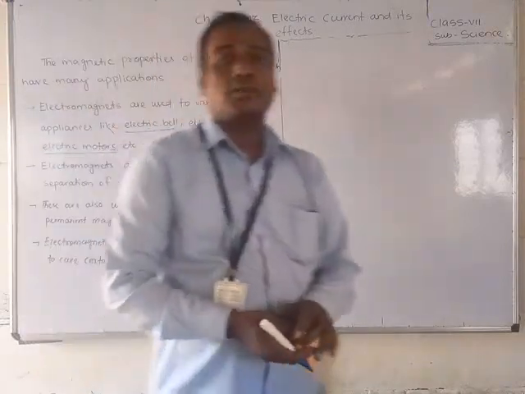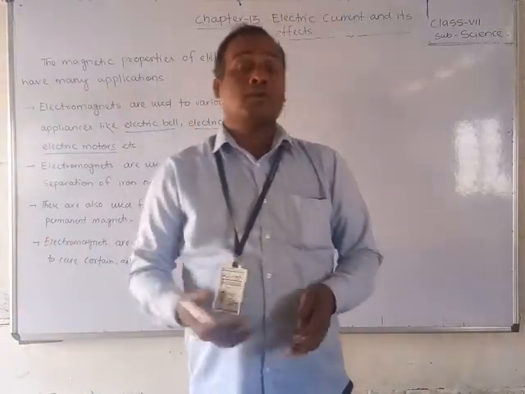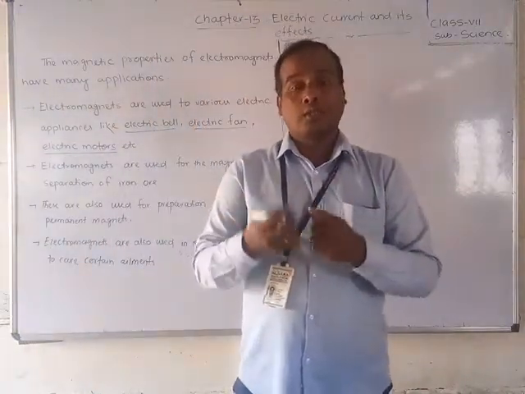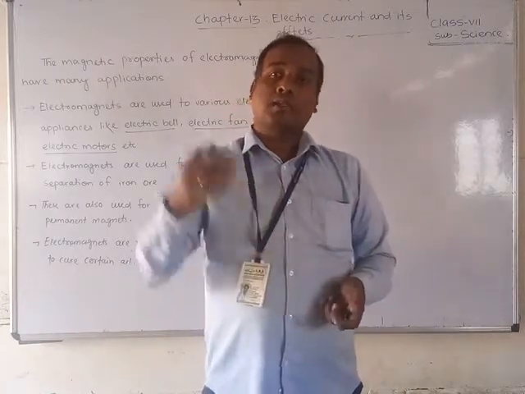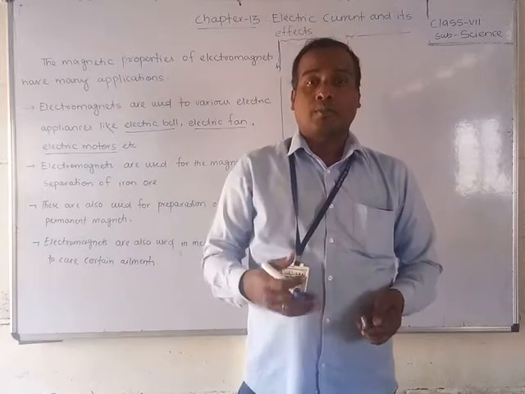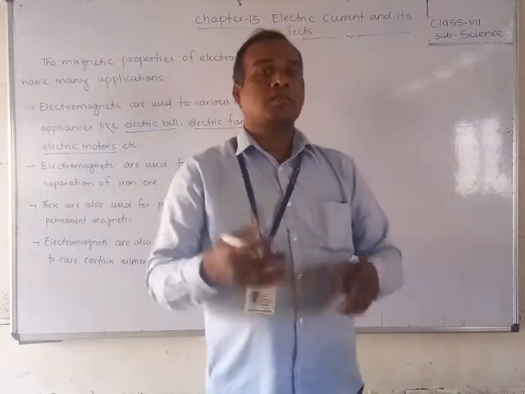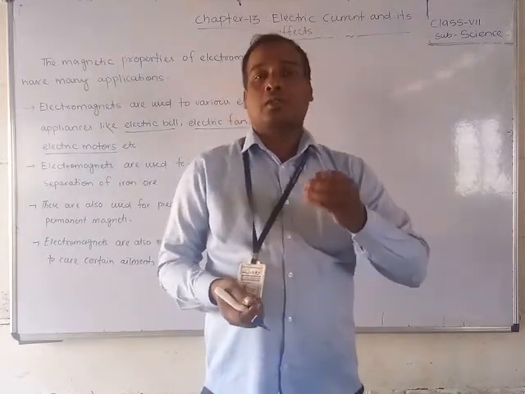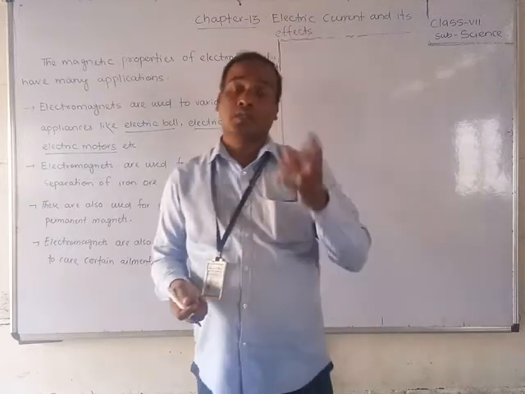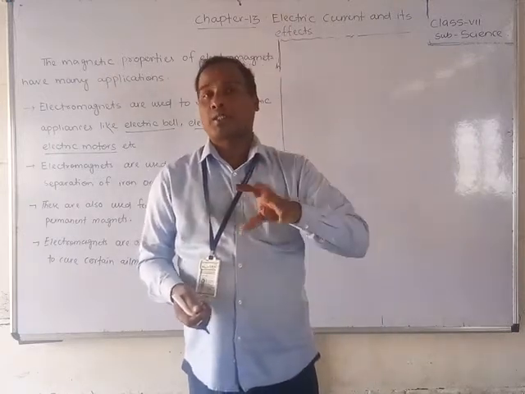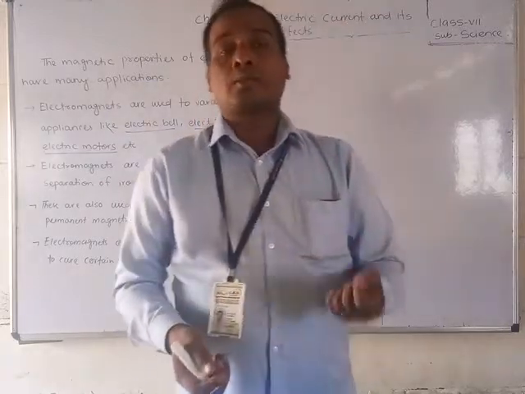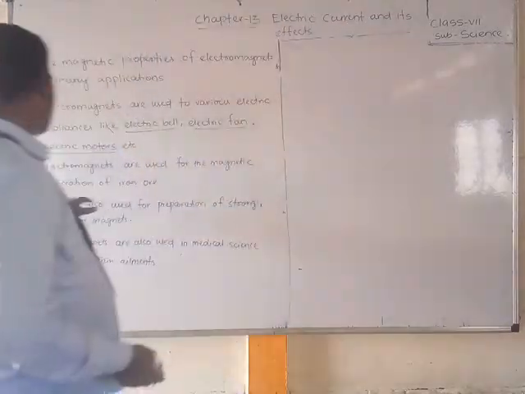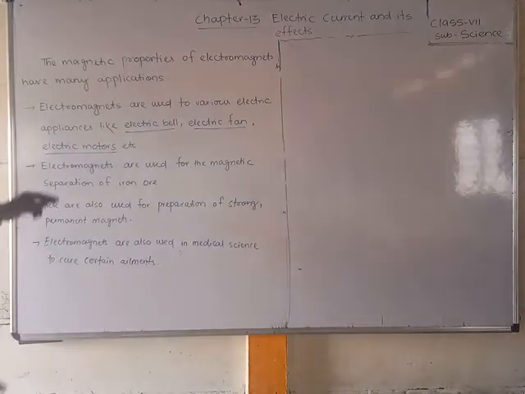Ores like bauxite are there. Whenever we need to remove metals from them, magnetic belts with magnetization are used for separation. If you want to separate iron from its ore, we can use magnetic belts or magnetic fields. Whenever they rotate, we can separate the iron from its ore. So we use electromagnets in such places.